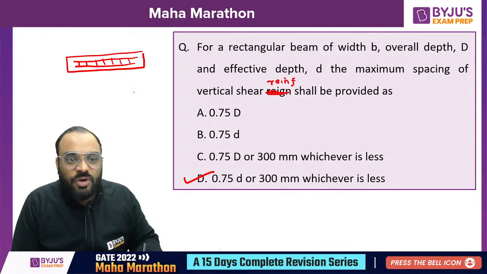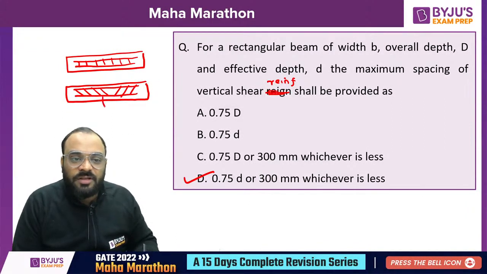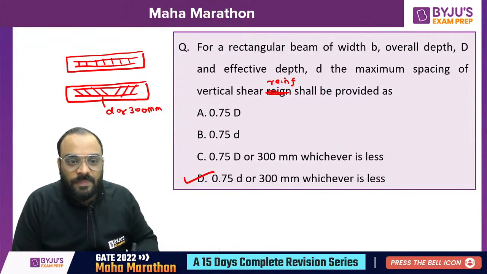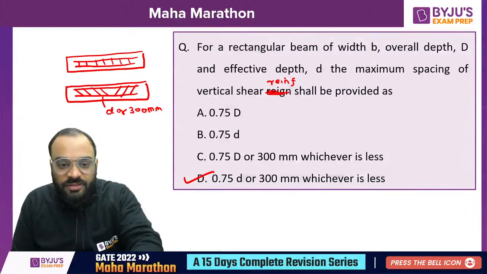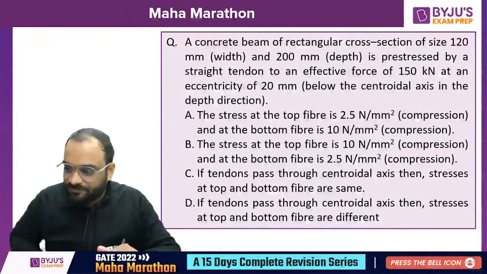And if you are having an inclined shear reinforcement, just imagine this is inclined shear reinforcement. So for inclined shear reinforcement, the value will become d or 300 mm, whichever is less. Right? That's why D is the correct answer. Next question, guys.